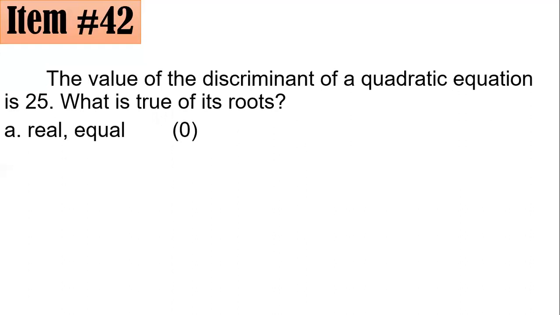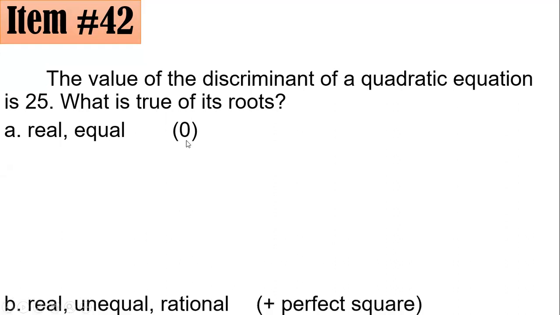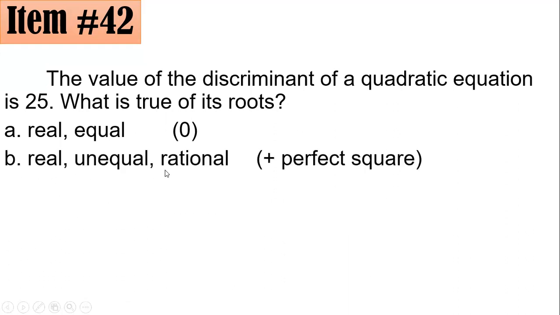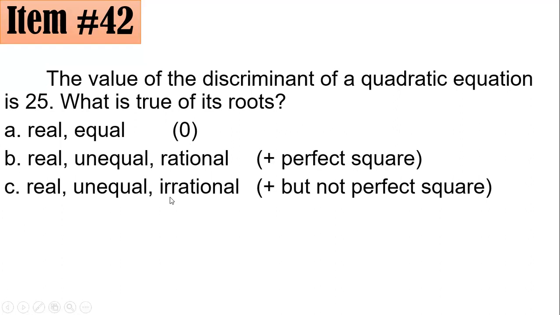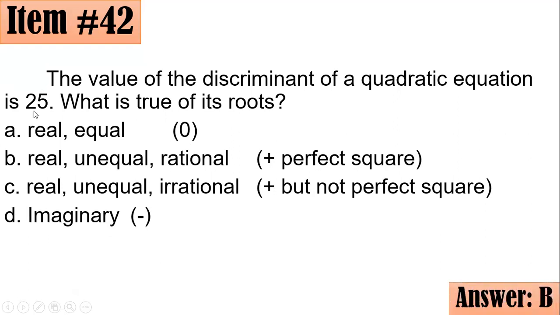we know that roots are real and equal if the discriminant has a value of 0. Real, unequal, and rational if it is a positive perfect square. Real, unequal, but irrational when it is positive but not a perfect square. And lastly, imaginary if the discriminant is negative. If you could see that 25 here is a positive perfect square, hence we are sure that the roots will be real, unequal, and rational. Letter B.